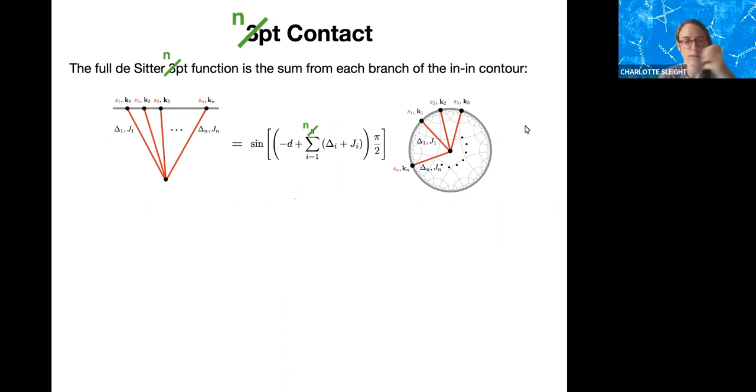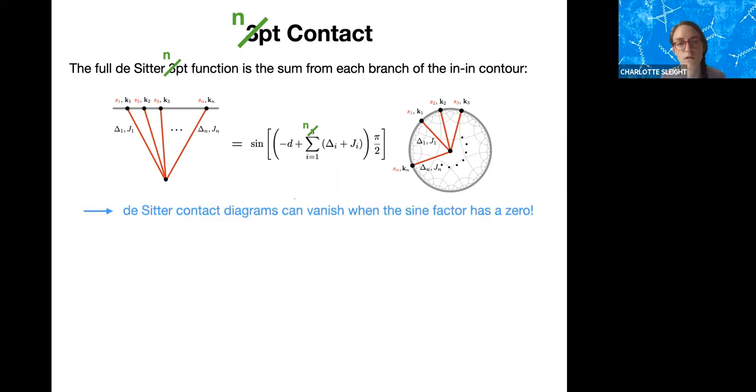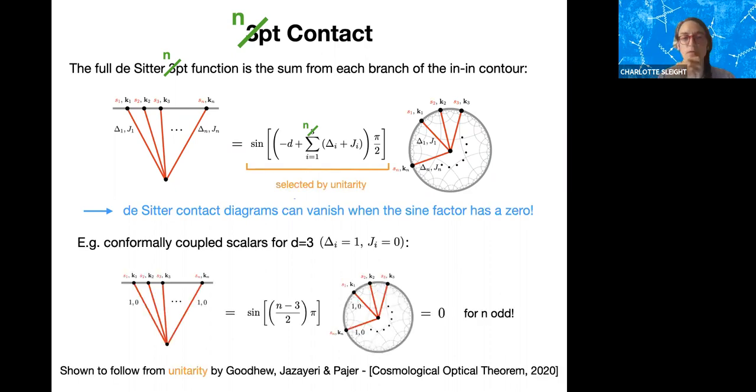So an interesting consequence of this sign factor is that it can happen that a contact diagram in de Sitter is vanishing, even if its AdS counterpart does not. And this occurs when the boundary dimension D, the scalar dimension delta, the spins J, and the number of legs N conspire to give a zero of this sine function. And this can, of course, happen in various weird and wonderful ways, with some interesting examples given by three boundary dimensions, so D equal three, which means that we're in four-dimensional de Sitter space.